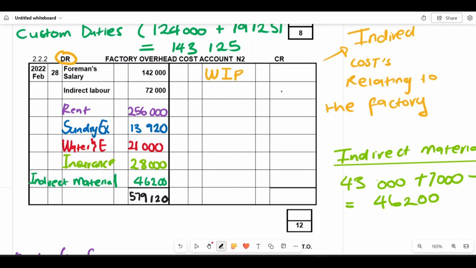And remember, you need to write this balance on both sides. Now, this amount we're going to transfer to our work in progress account always, right? And we are done with our factory overhead account.